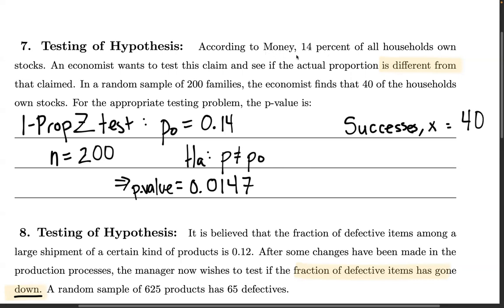According to Money, which is probably a magazine or a journal. So that's what was believed to be true. And our sample size in a random sample was 200. And the economist found that 40 of the households owned stock. So here, our number of successes, or our X, would be 40. So when you put that in your calculator, it will give you the p-value of 0.0147.